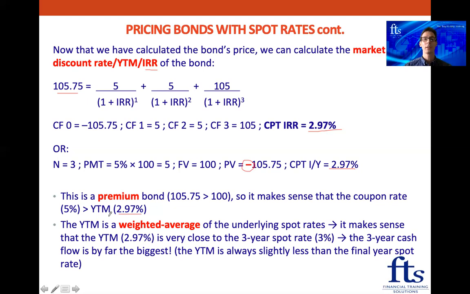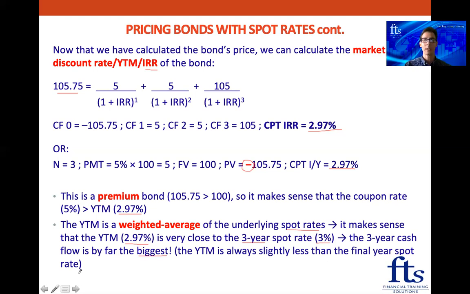So another way to look at the yield to maturity is that it is in fact a weighted average of the underlying spot rates from the previous slide. So it makes sense that in our example, the yield to maturity is 2.97% because it's going to be very close to the 3-year spot rate, which is 3%. It's going to be very close because the 3-year cash flow is by far the biggest, because it's got the par value at the end plus the coupon. It's going to be 105. So the yield to maturity is always going to be slightly less than the final year spot rate.